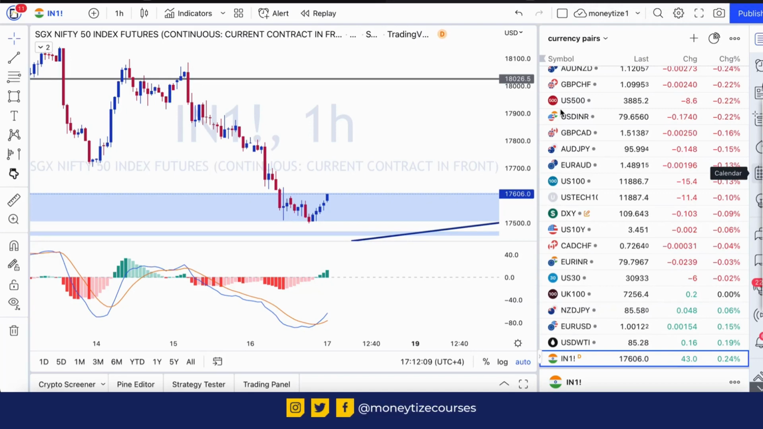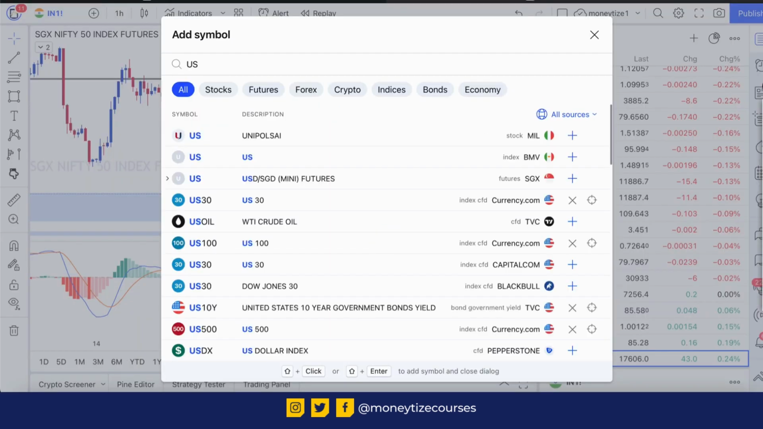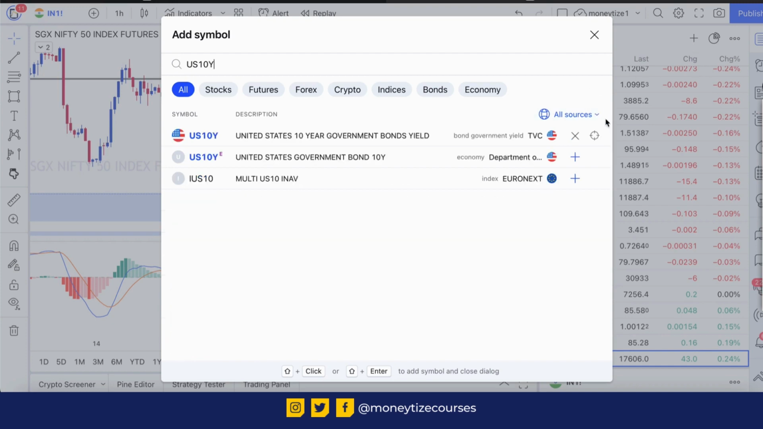I'm going to record the weekly forecast video for the week starting on September 19th. So let's begin with US 10Y. This time I'm beginning with US 10Y, which is the US 10-year bond yield chart, because it is highly correlated to the dollar index.